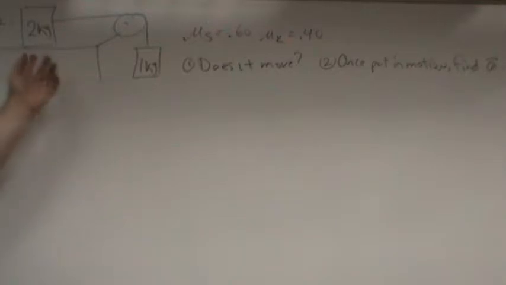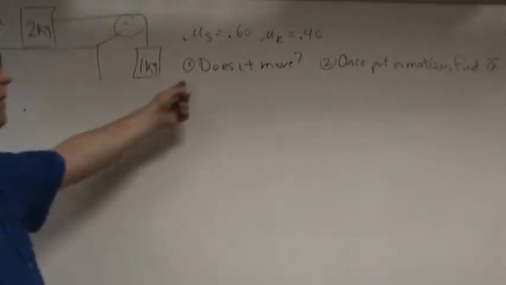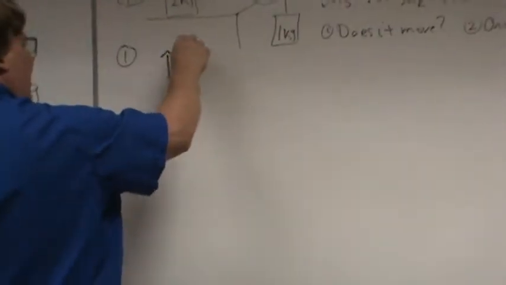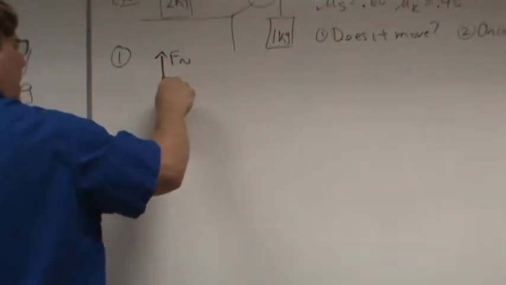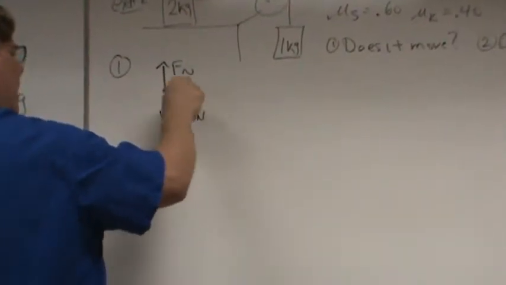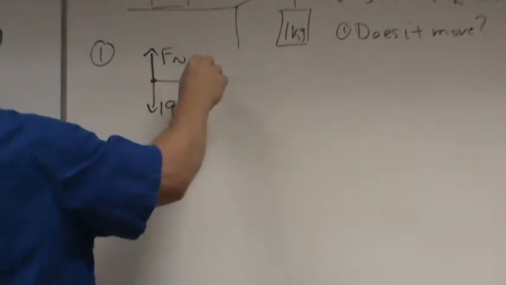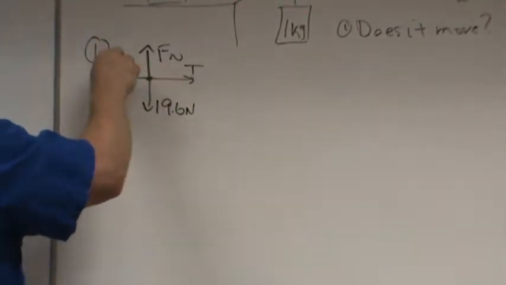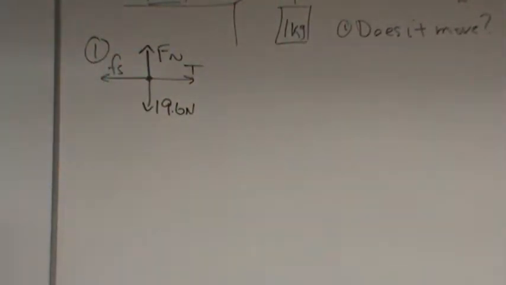Well, hey, let's go for it. And again, just like always, you're going to do a free body diagram of both of these guys. So let's do part 1 first. Does it move? So here's my free body diagram. I've got normal force up. I've got 19.6 newtons down. I've got tension acting this way, and I've got static friction force opposing it.